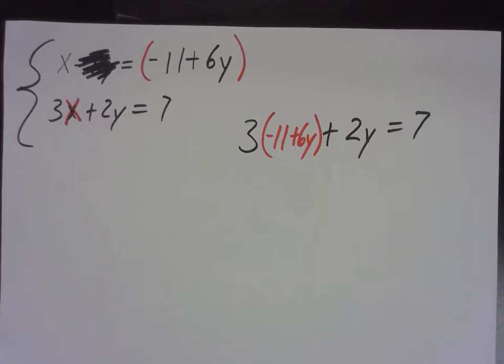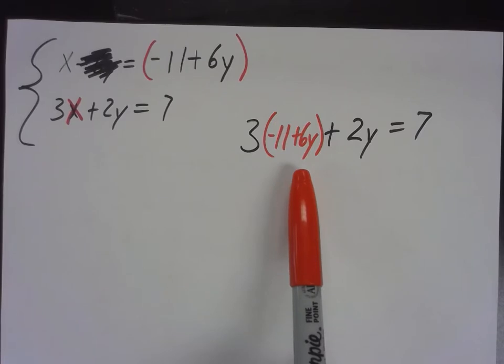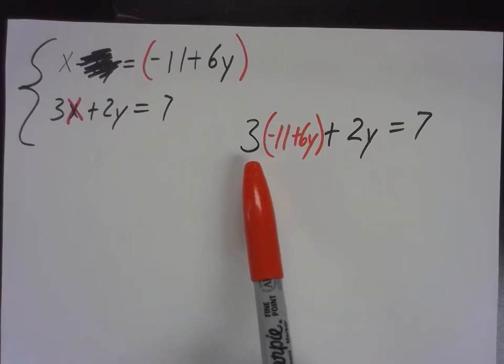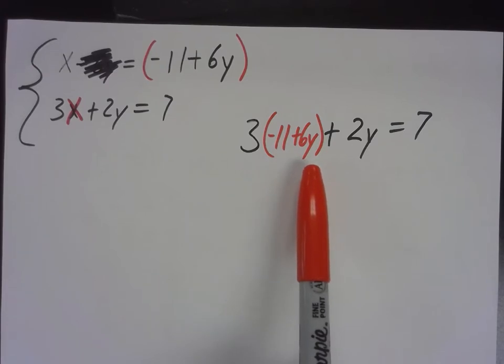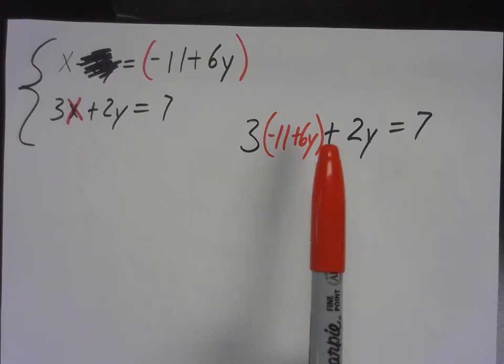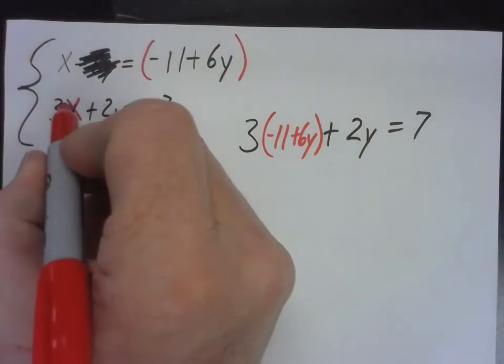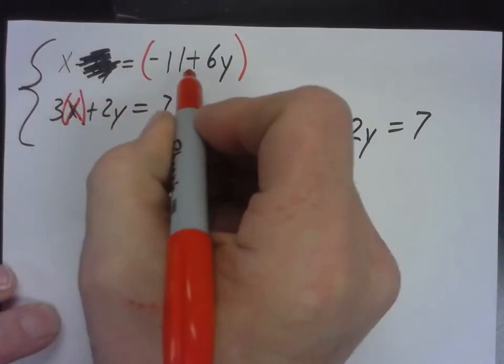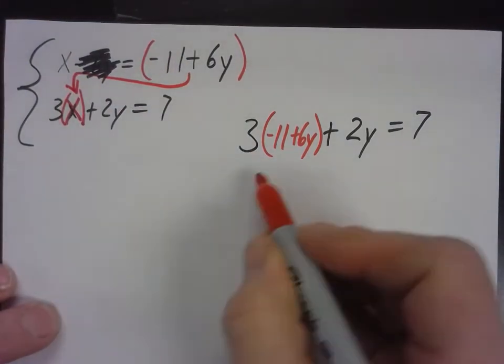What about the parentheses? What happens if I don't use the parentheses? Is that going to work? It'll get confusing. It won't work, will it? You'll end up with 3 subtract 11 plus 6y. It's not going to work out. So make sure that you replace whatever variable you're substituting for with a parenthesis, and then put that inside the parenthesis. And then you can solve this.